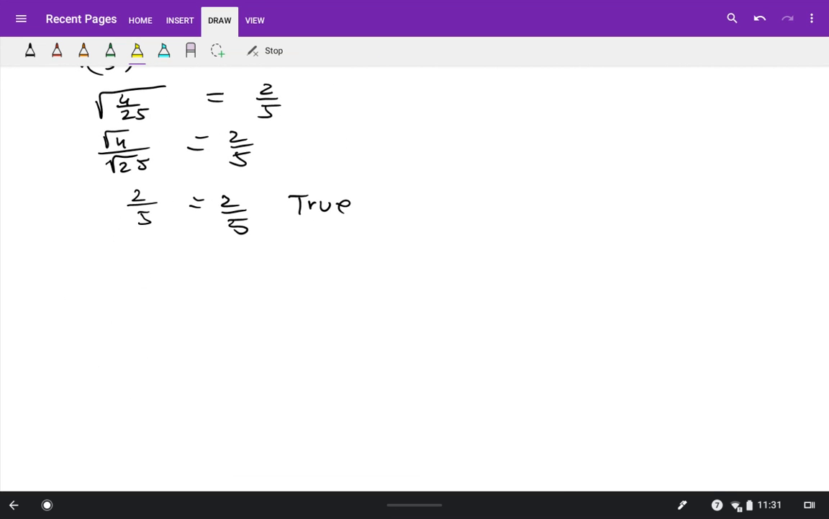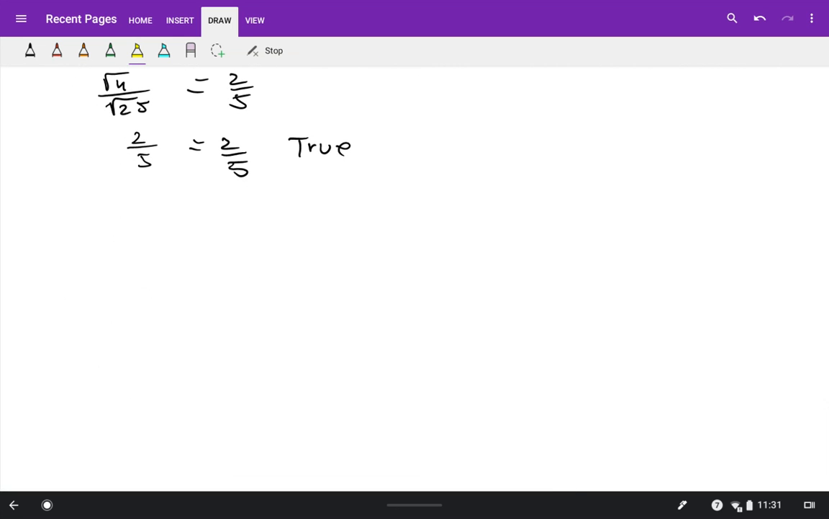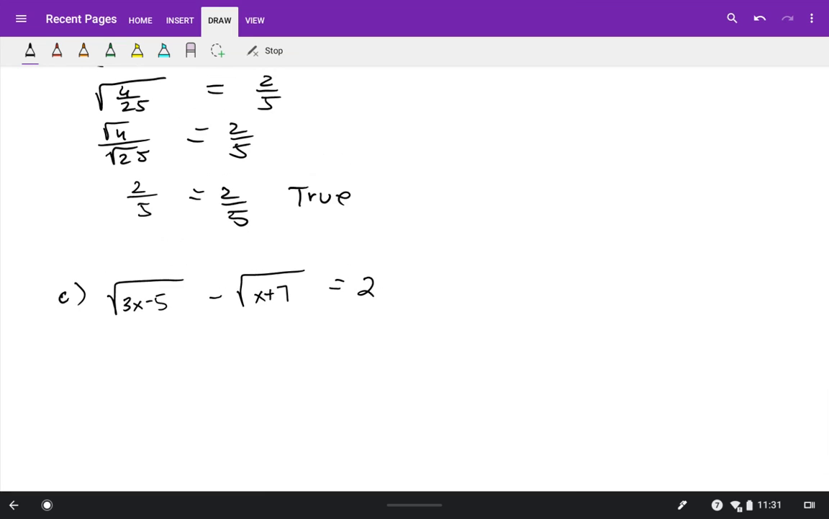And let me do one with extraneous solution. So I'm going to do one more problem. So example C, we have square root of 3x minus 5 minus square root of x plus 7 equal 2. So in this case, this is a little different because you have two radicals on the left side.